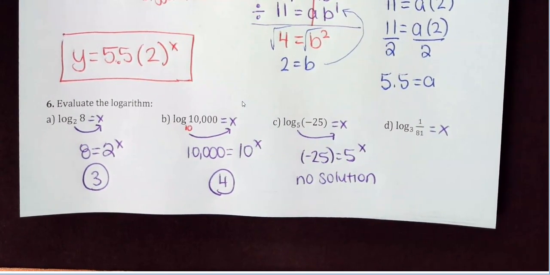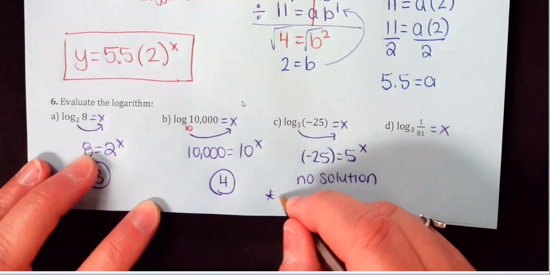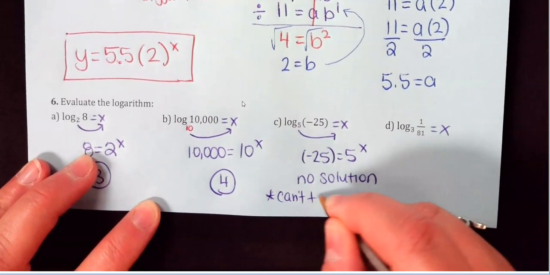You cannot take the log of a negative number. It's not possible. It's not defined. So I probably wouldn't have even converted that to exponential. If I was doing that, I would have been just like, nope, we can't take the log of a negative. So don't forget that. Not defined. Can't take the log of a negative.